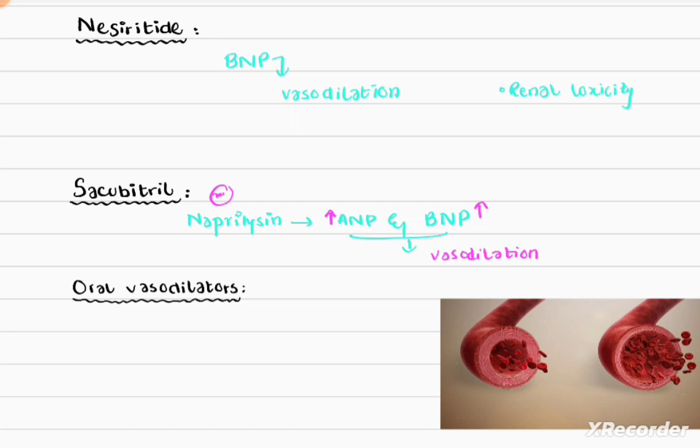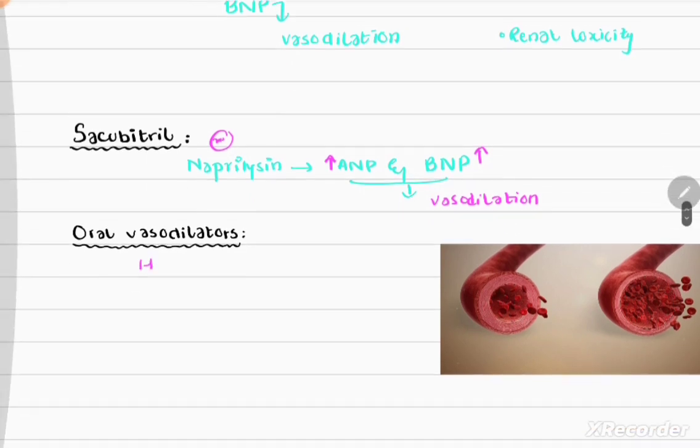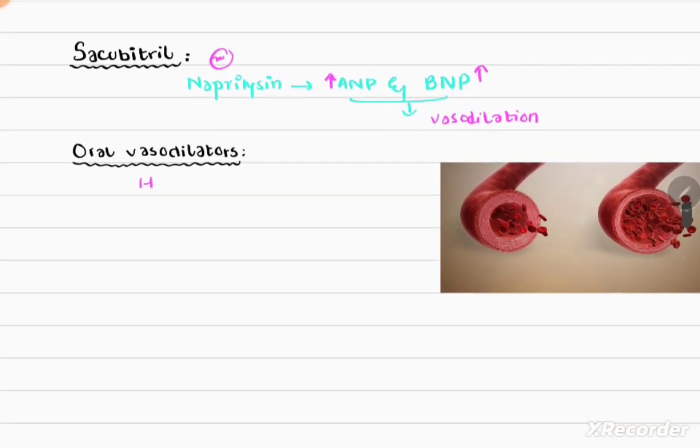There are also some oral vasodilators available which act by the same mechanisms, and these include hydralazine, isosorbide dinitrate, and it reduces mortality in the patients with heart failure. So this was all about the drugs that are used for the treatment of heart failure.